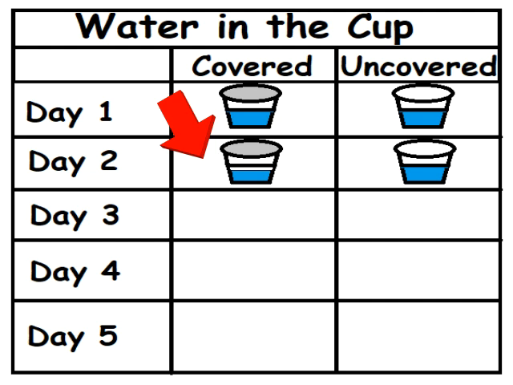Your water level might be lower in the uncovered cup and not changed in the covered cup. It just depends on what happens to your experiment in your lab. So make sure that you accurately draw what you see is happening and changing with your cups. You're going to do the same thing for day 3, day 4, and day 5. You're going to draw pictures of those changes to both the covered cup and the uncovered cup.